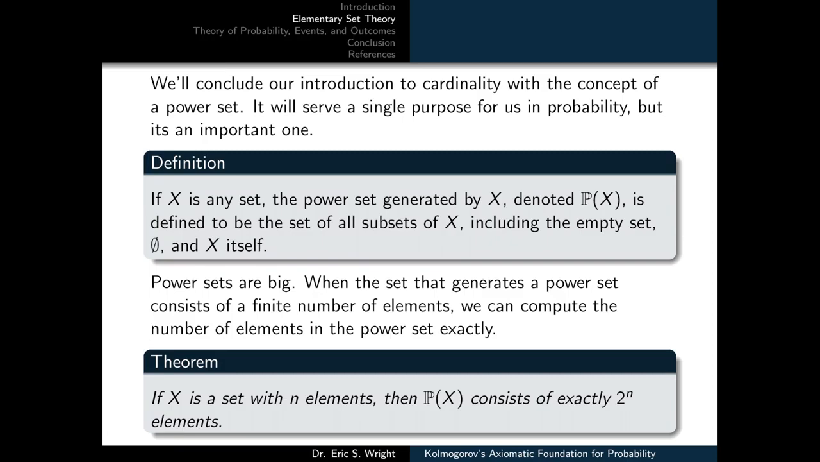When the set that generates a power set consists of a finite number of elements, we can compute the number of elements in that power set exactly, and that's the subject of the remaining theorem here. If X is a set with n elements, then the power set generated by X consists of exactly 2 to the n elements.